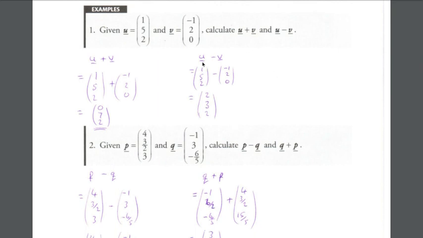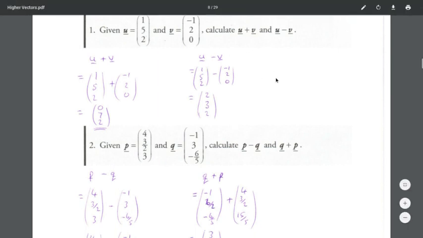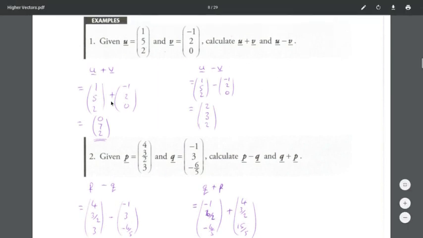So let's have a look at the examples. So 1, 5, 2 plus -1, 2, 0. So 1 plus -1, 5 plus 2, 2 plus 0. There we go. And U minus V, so 1 minus -1, 5 minus 2, 2 minus 0 for 2, 3, 2.